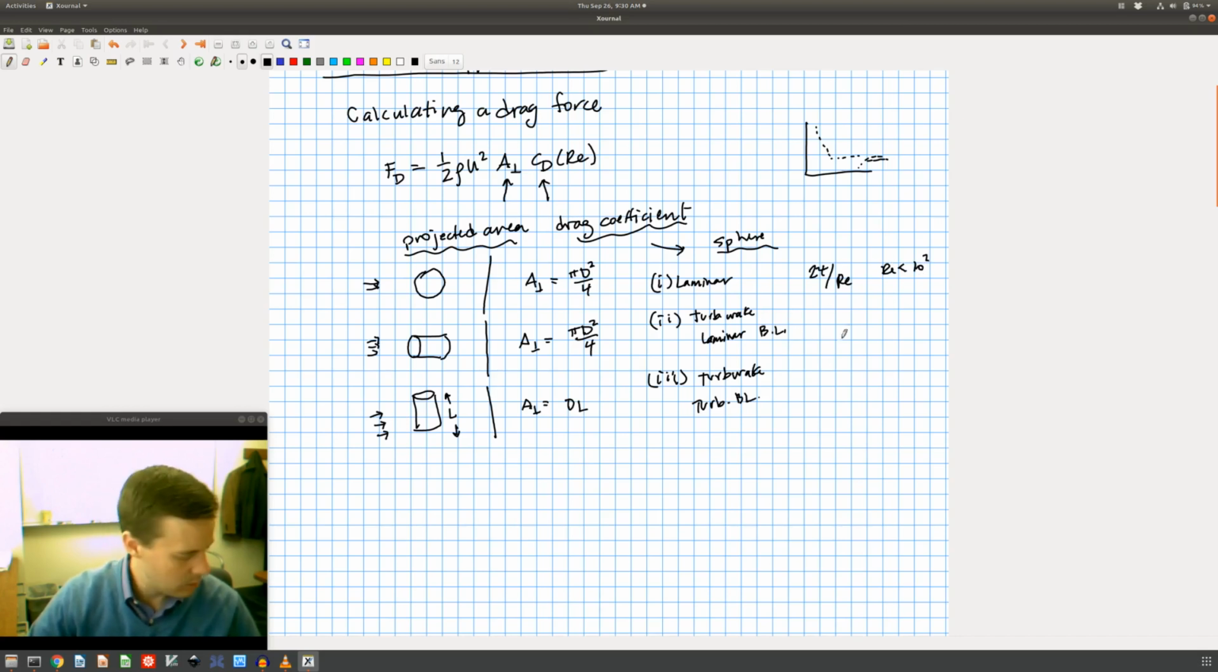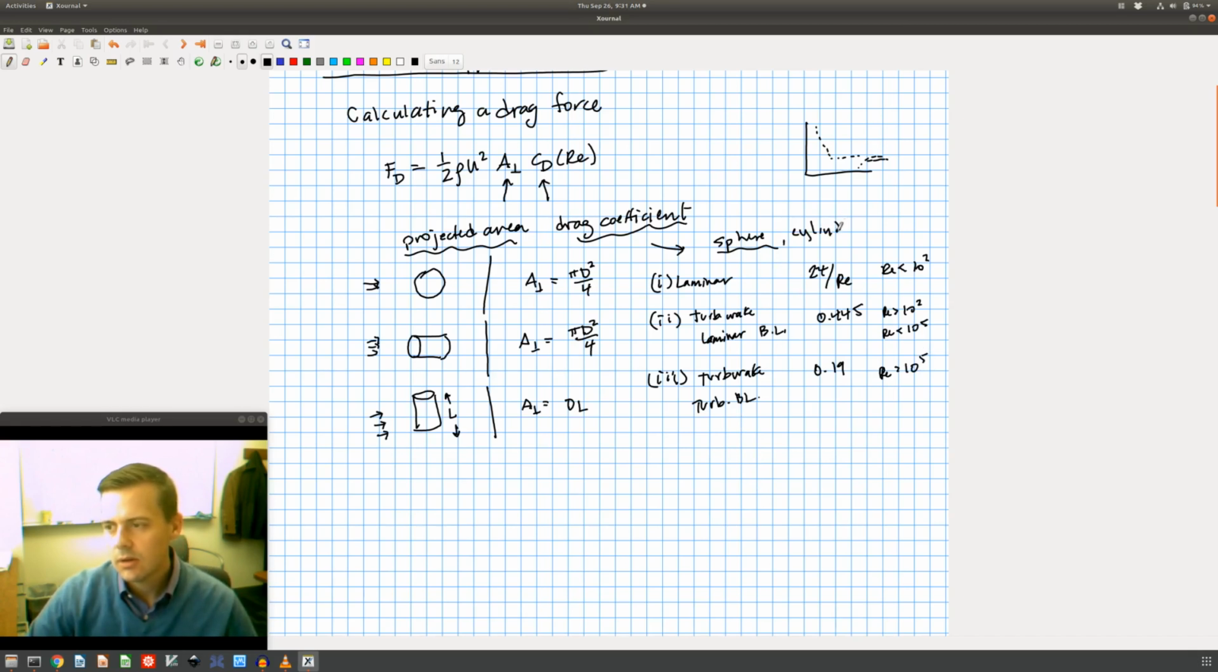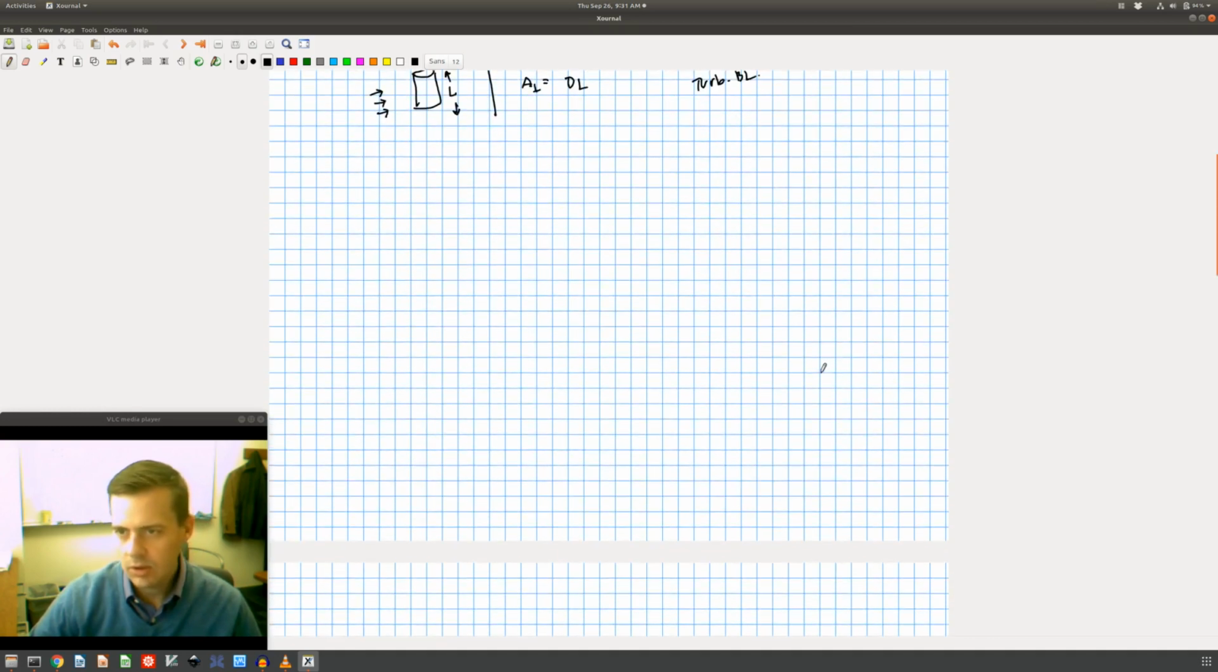For the turbulent wake and the laminar boundary layer, the coefficient is a constant, 0.445. And with the turbulent wake and turbulent boundary layer, it's 0.19. This one is for Reynolds number greater than 10 to the 2 but less than 10 to the 5, and this one is for Reynolds number greater than 10 to the 5. Your book has formulas for spheres, cylinders, and disks, and sometimes more formulas, and you're welcome to use those or what's on the sheet. So let's do the quick example.